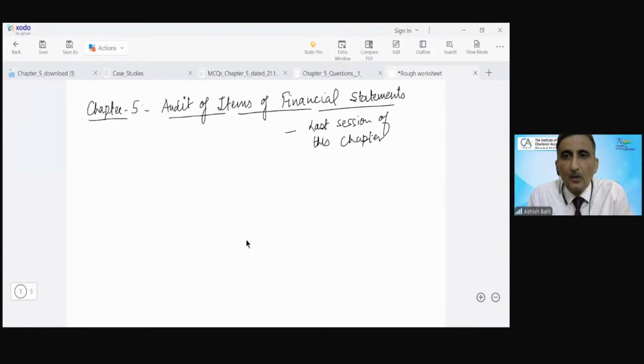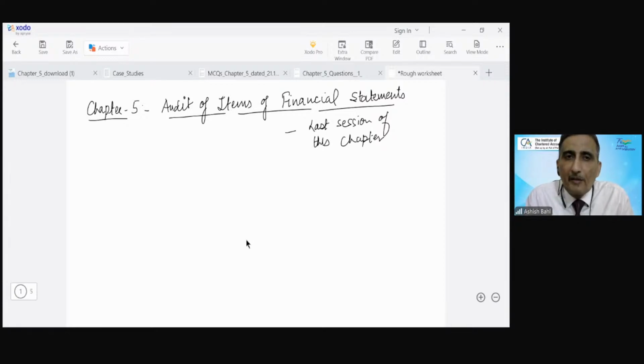So students, as you know, we are in the last session of this chapter, chapter 5, audit of items of financial statements. And today, as promised in the last session, we shall be doing a few case studies, MCQs, descriptive questions, and we will also discuss how to answer, how to write answers relating to questions, particularly concerning this chapter.